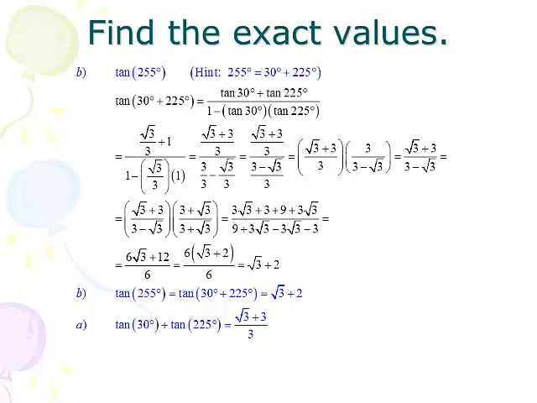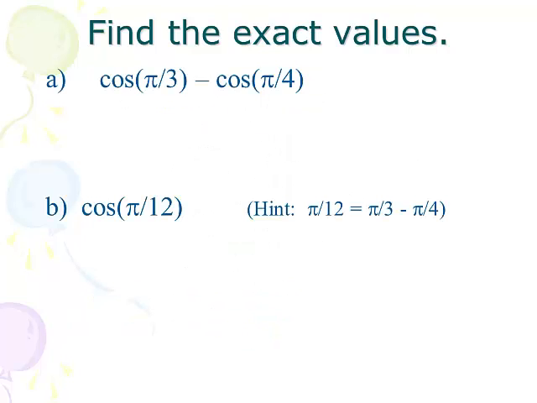And then what I have below here is I show you that the tangent of 255 degrees is equal to square root of 3 plus 2. And you can't distribute that tangent through the 30 and the 225. And so you actually end up with part A, where the answer was square root of 3 plus 3 all over 3, and part B, where the answer was square root of 3 plus 2. Our answer is square root of 3 plus 2, but we always want to show you that you cannot distribute that tangent and try to find a quick and easy way to solve this. All right, let's go to our next problem.